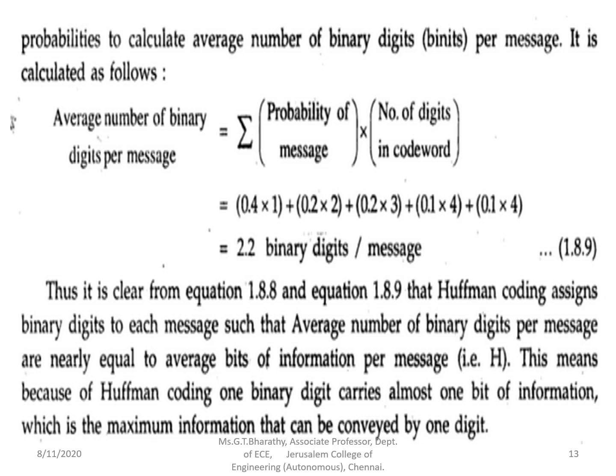So from the answers of entropy and the average number of binary digits per message, we can conclude that both are nearly equal. The average number of binary digits per message is nearly equal to the average bits of information, which is the entropy. This means that because of Huffman coding, one binary digit carries almost one bit of information, which is the maximum information that can be conveyed by one digit.